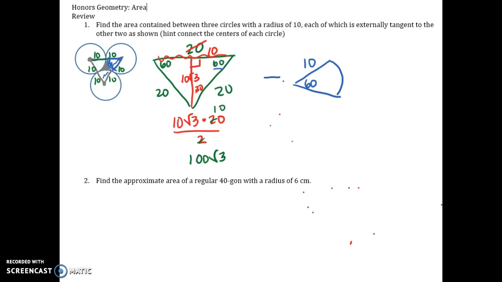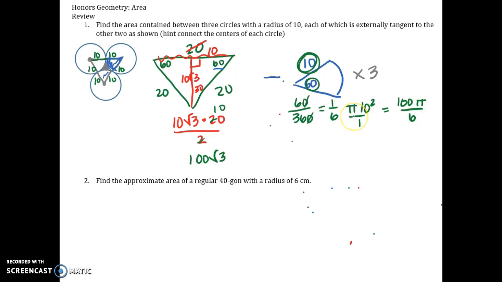Cool. So now I have to take out the sector. Now remember, there are 3 of these sectors, but I'm just going to find the area of one. So first, figure out your fraction, which is 60 degrees out of the entire 360 in the circle. Let's reduce that. 6 over 36 is 1/6. Then I multiply that by the area of the whole circle, because I only want 1/6 of the circle. So I have pi r squared, pi times 10 squared, which is going to be 100 pi over 6.